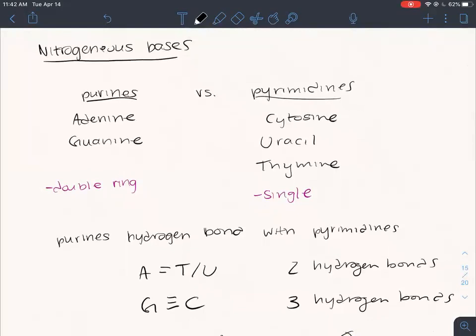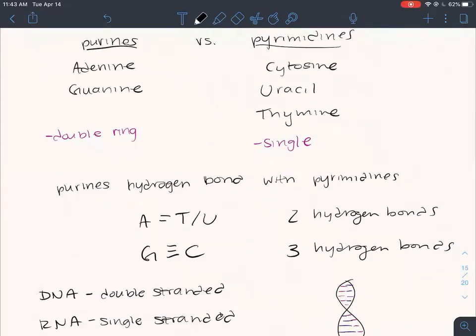So let's talk about the nitrogenous bases. You have two types. You have purines and you have pyrimidines. Purines have double rings, and they are adenine and guanine, and pyrimidines are cytosine, uracil, and thymine. So the main difference is that purines have double rings and pyrimidines are just single rings. So purines hydrogen bond with pyrimidines, so adenine goes with thymine or uracil. Uracil is just for RNA, thymine is for DNA. And then guanine hydrogen bonds to cytosine.